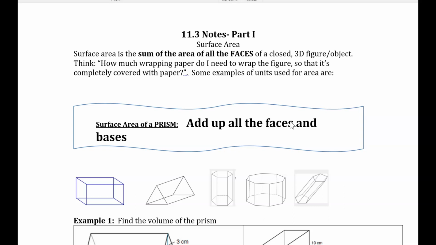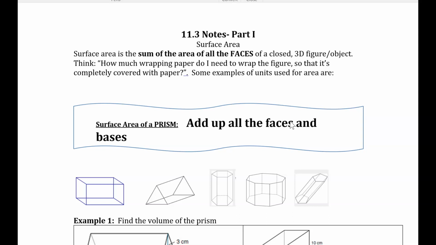All right, so we're going to talk about 11.3, which is surface area in this video. There'll probably be multiple videos just because it's kind of long. Usually we break 11.3 up in two parts in class. So the first part is surface area, and that's an entire class period, and then there'll be another class period devoted to volume.